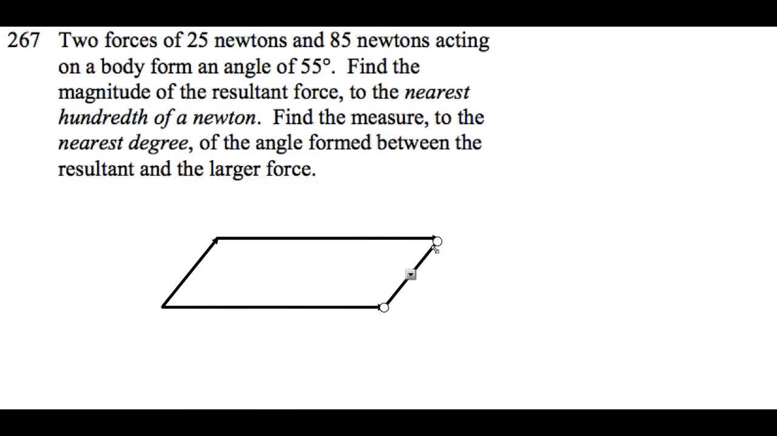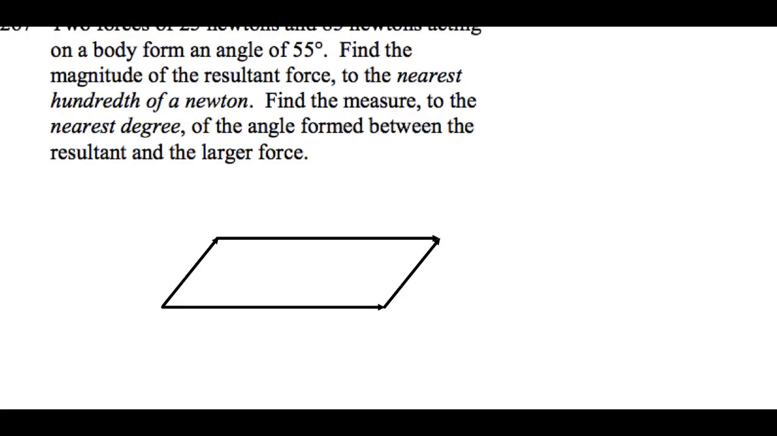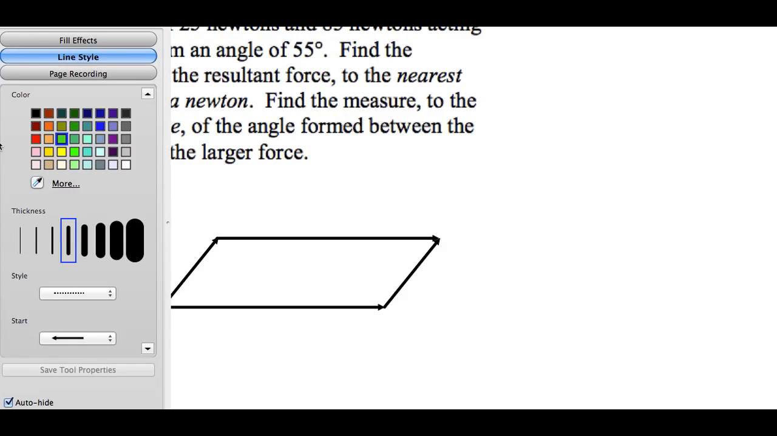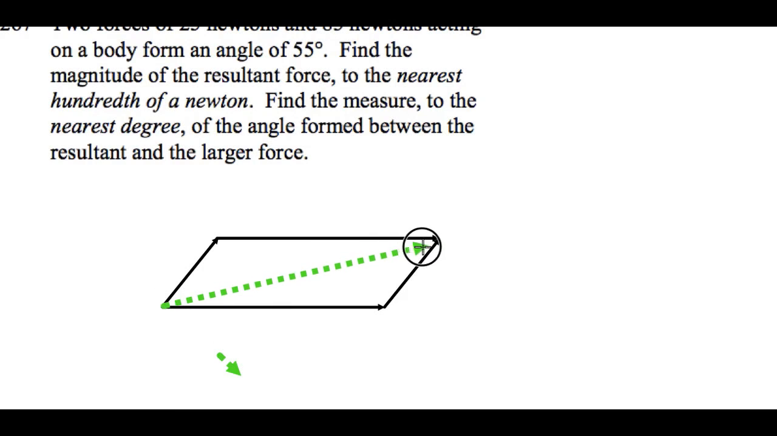Bring that up over here. And our resultant, the green line, will be our resultant. After drawing the parallelogram, here we got, this is 25, this is 85.